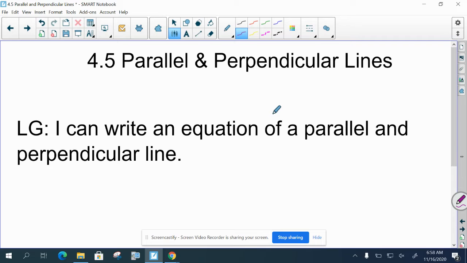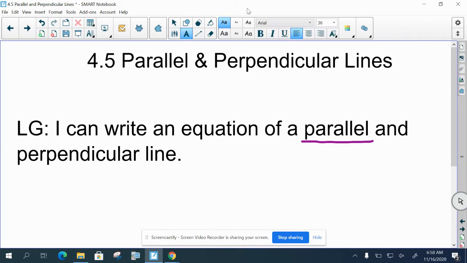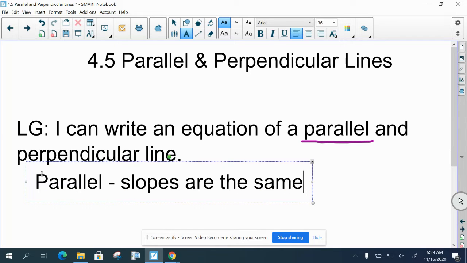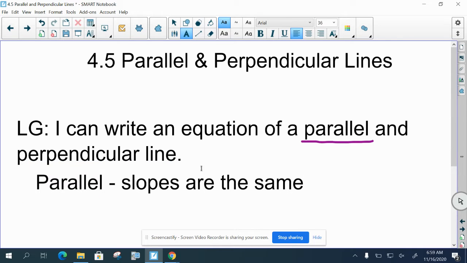First of all, for a parallel line, the slopes of parallel lines are the same. So that's the first thing that you'll need to write down in your notes. For parallel, slopes are the same. Whenever you see to write an equation of a parallel line, that means you just need to figure out what the slope of that line is, and it's going to be the same for your line.